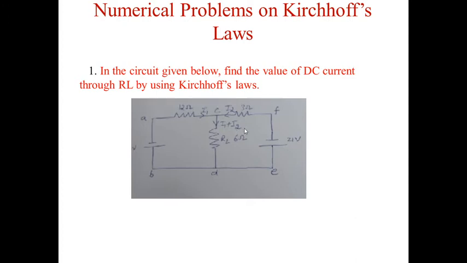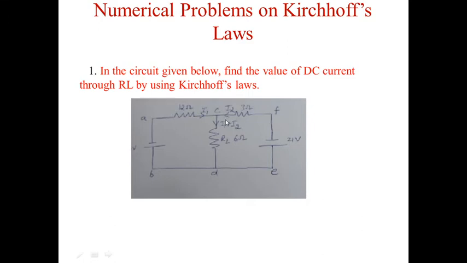There are two circuits, one is ACDBA and the second one is CFEDC, correct. Since there are two circuits, we need two currents I1 and I2. Let us assume that the current I1 is flowing from A to C, and current I2 is flowing from F to C.